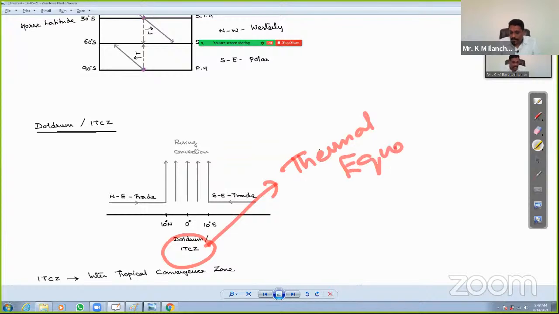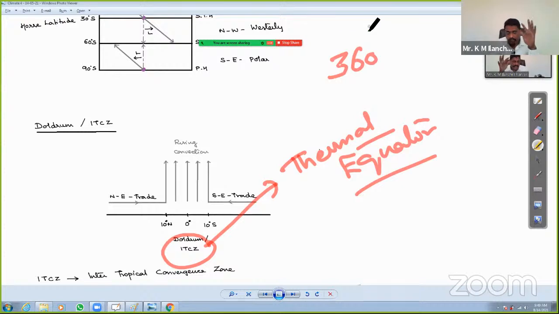It just overlaps with this concept called thermal equator. What is thermal equator, if you ask me? All longitudes you take, right? Say, for example, assume that there are 360 different longitudes out there. See, the number of longitudes is infinite, that's a different story, but you assume somewhere around 360 longitudes, I'm just taking a whole number.